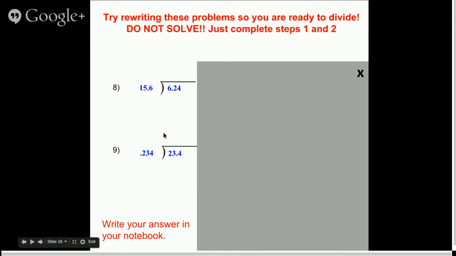All right. Just do steps 1 and 2 for these problems. You don't have to solve the whole thing. Just do steps 1 and 2. Write your answer in your notebook. Go ahead and pause it.